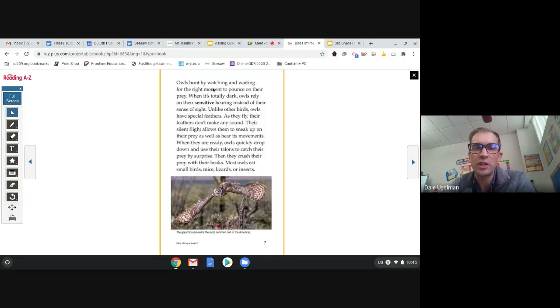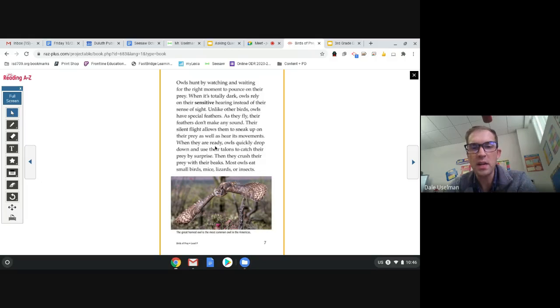Owls hunt by watching and waiting for the right moment to pounce on their prey. When it's totally dark, owls rely on their sensitive hearing instead of their sense of sight. Unlike other birds, owls have special feathers. As they fly, their feathers don't make any sound. Their silent flight allows them to sneak up on their prey as well as hear its movements.